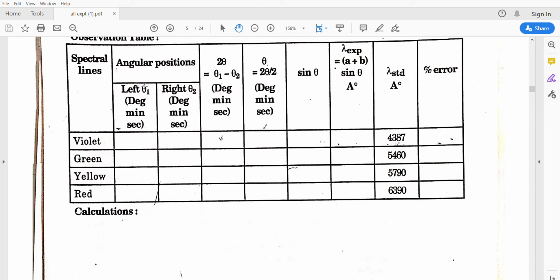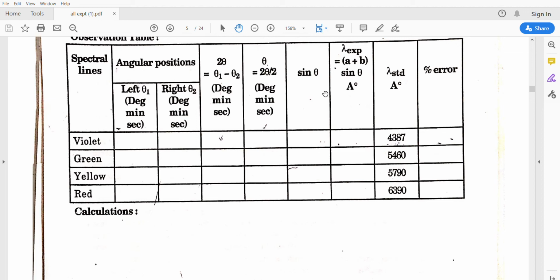Here we can observe the colors on the right hand side of the grating and also the left hand side of the grating, and these angular positions are taken. On the right hand side is theta 2, and on the left is theta 1. The total deviation 2 theta is theta 1 minus theta 2. From that we can calculate 2 theta upon 2, and from that we can calculate sine theta.